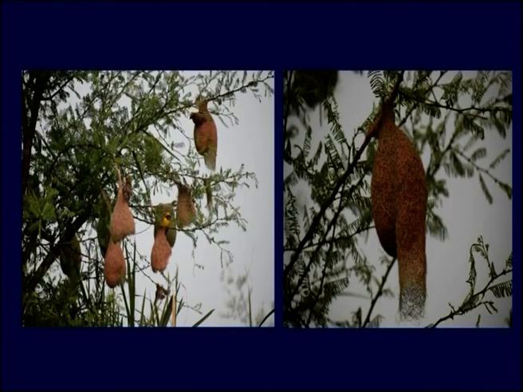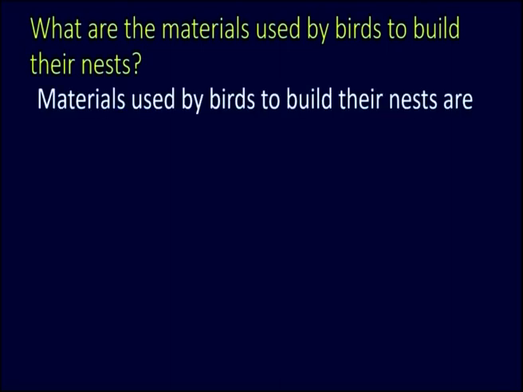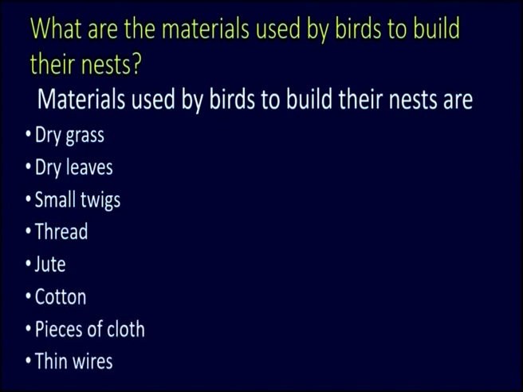Are all the nests same or different? Yes. As birds are different, so are their nests. Do you know what are the materials birds use to build their nest? Let us see. Materials used by birds to build their nest are dry grass, dry leaves, small twigs, thread, jute, cotton, pieces of cloth, thin wires.